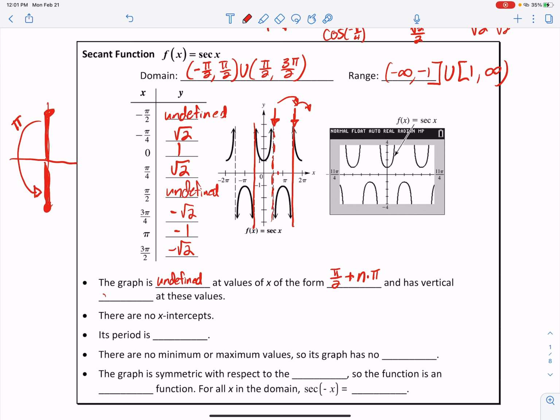Right? It has vertical asymptotes. Spell them right. There we go, I think. There are no x-intercepts. The period is 2 pi. That's when it starts repeating itself. There are no minimum or max values, so the graph has no, I guess we call amplitude or extrema, either one.